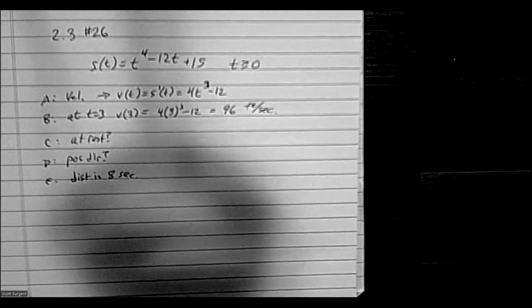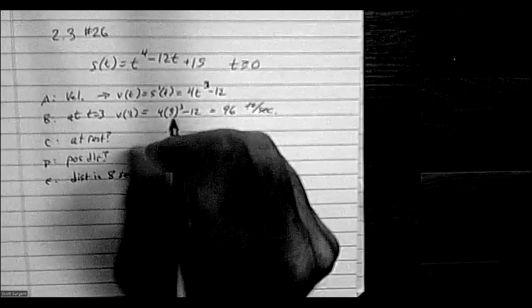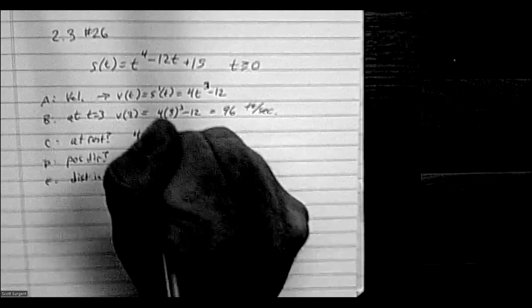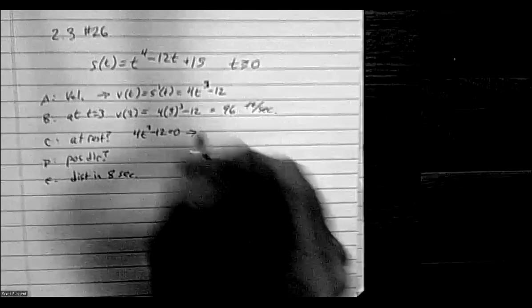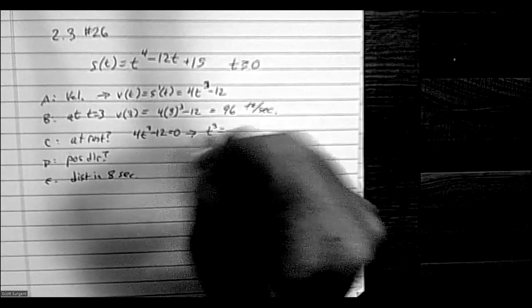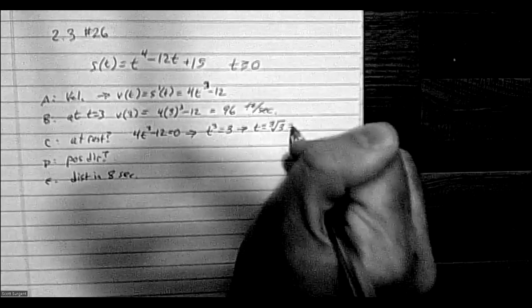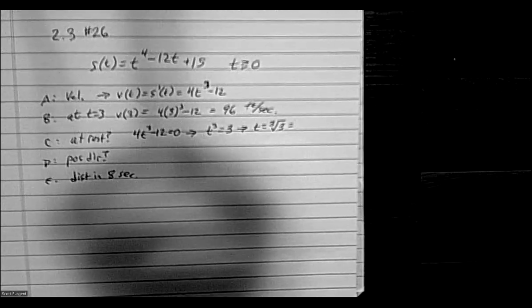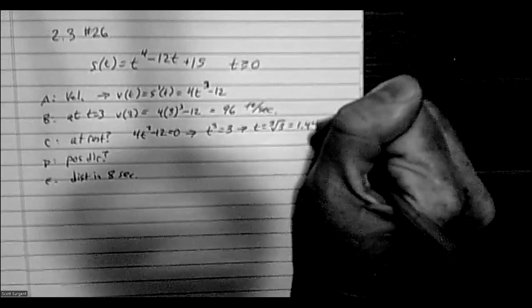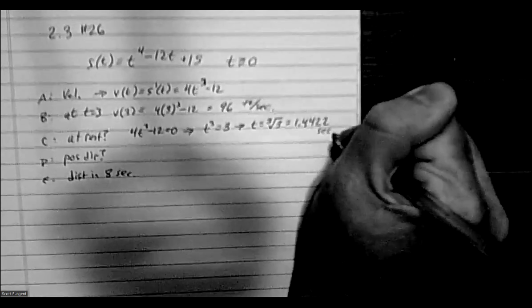All right, so at rest. What we're going to do is take the derivative and set it to 0, because that's where it would be temporarily stopped. So if you solve, move 12 over and divide by 4, you get 3. That means t is the cube root of 3. And let me just pop a number out of that. I get about 1.4422. So at 1.4422 seconds, it's at rest.